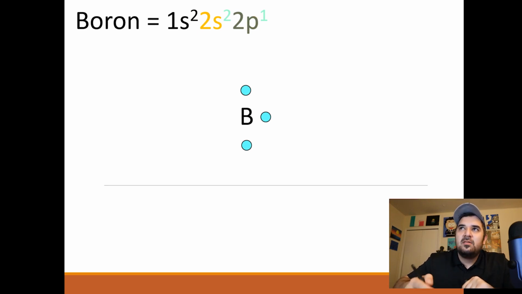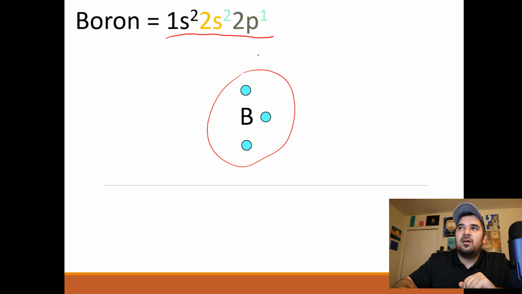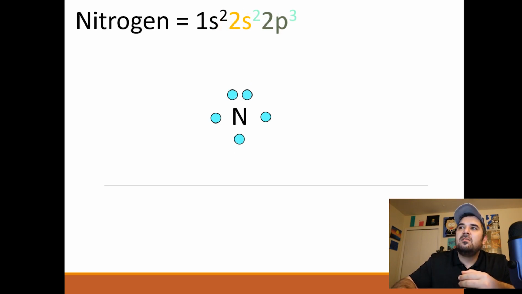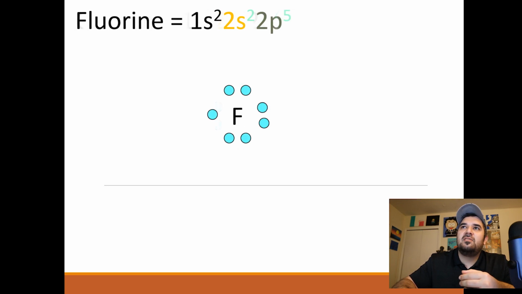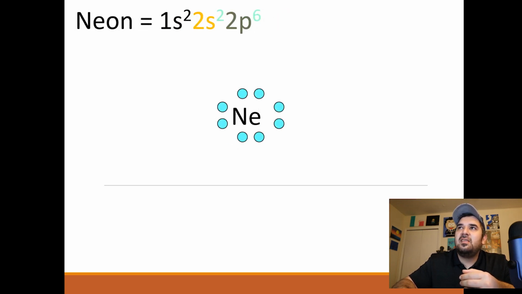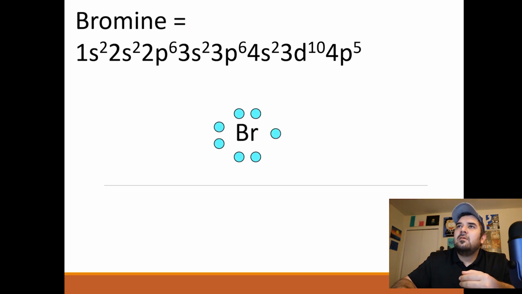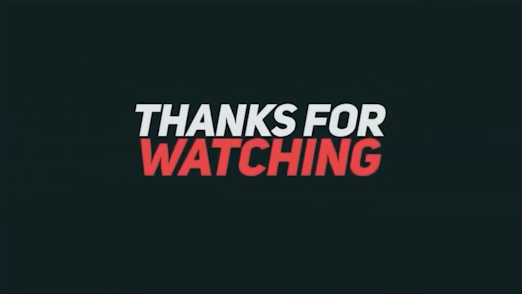Next we got boron. So 1s2, 2s2, and then 2p1. And then, as you can see, 3 electrons for boron. Carbon. I just included a bunch of them just to show you guys what these things look like in electron configuration and Lewis structure. These things actually go hand in hand. So nitrogen, oxygen, fluorine, neon, strontium, bromine. And that's it. That's basically the whole thing. I'm going to go ahead and end it right there.